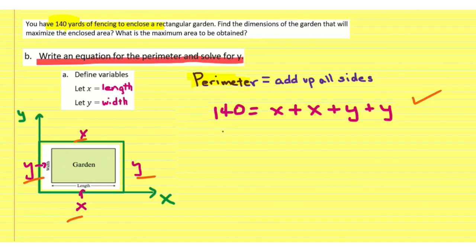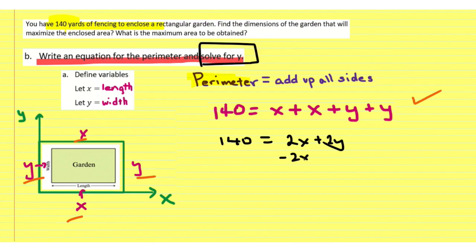So when I simplify that, it's going to be 140 is equal to 2x's. 1x plus 1x is 2x, and 1y plus 1y is going to be 2y. It tells me that I'm to solve for the y. So I am going to do minus 2x on both sides, and that is going to give me 140 minus 2x. And then that is going to be equal to the 2y that's left over.